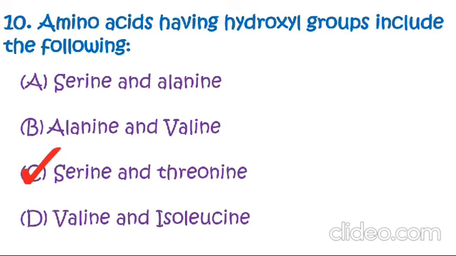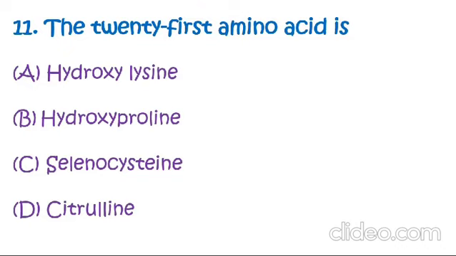Question number 11. The 21st amino acid is: option A, hydroxylysine; option B, hydroxyproline; option C, selenocysteine; and D, citrulline. So the correct option over here is option C, selenocysteine. Selenocysteine is also known as the 21st amino acid, as you all know.